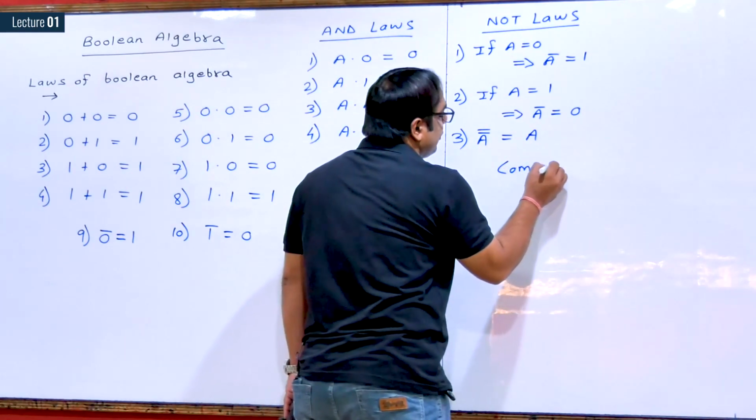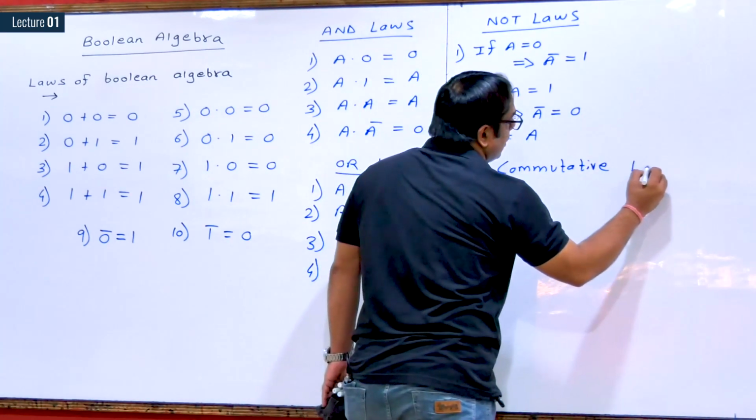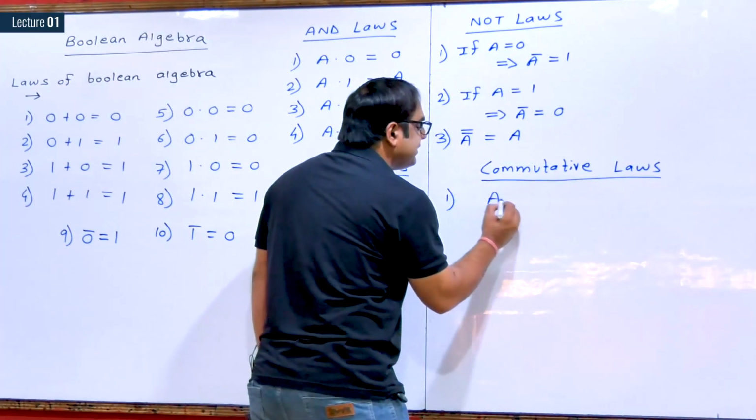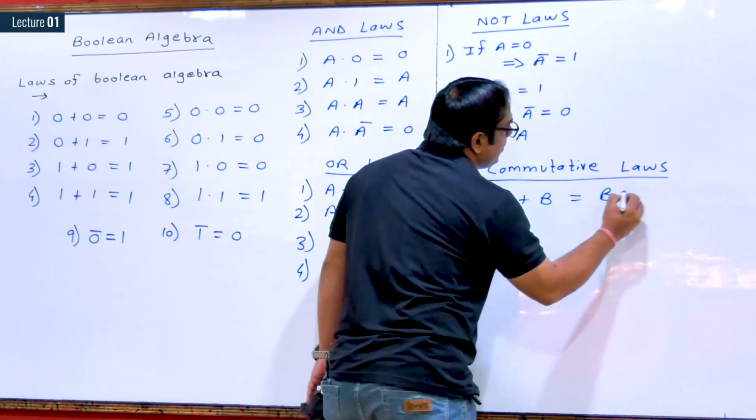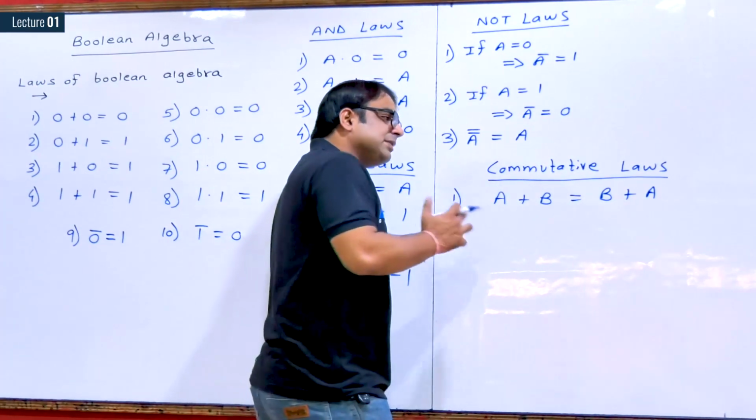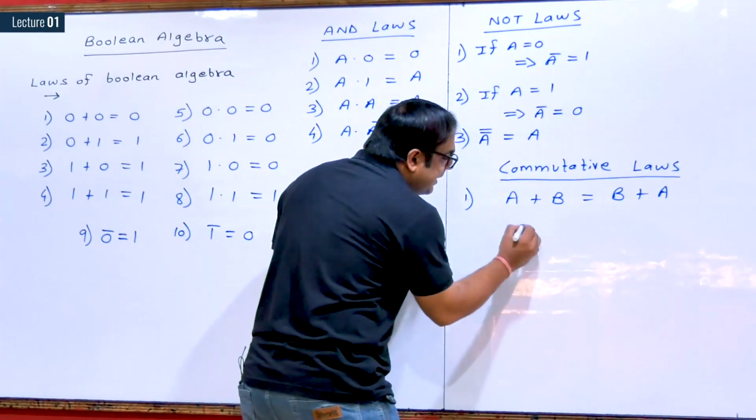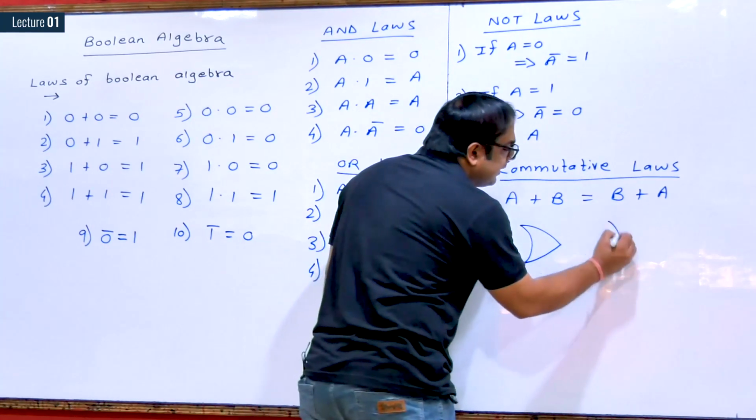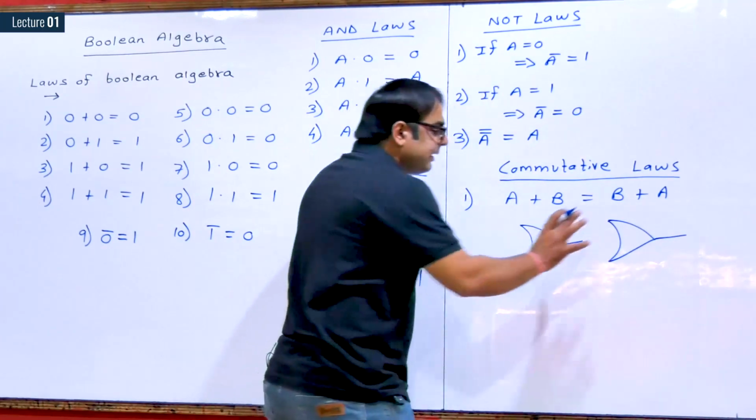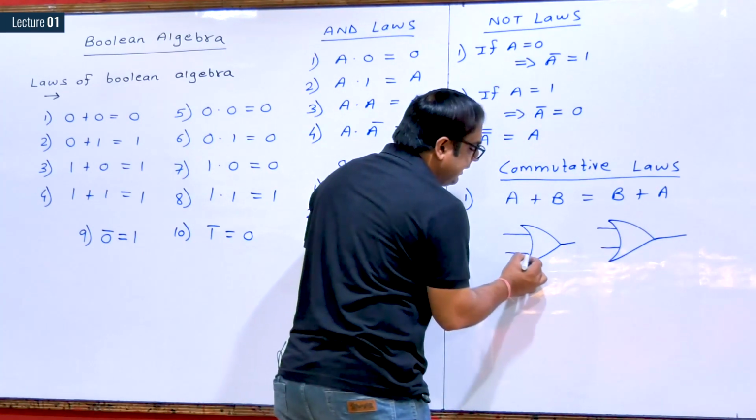Now, the next set of laws is commutative laws. In commutative laws, what we write is A plus B is equal to B plus A. The law is very simple, but we should try to understand what exactly is the significance of this law. This law simply says both the terminals of any gate are equivalent. There is no difference in the two input terminals of any gate.